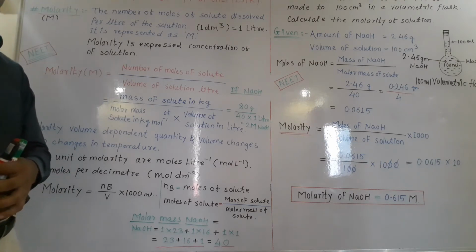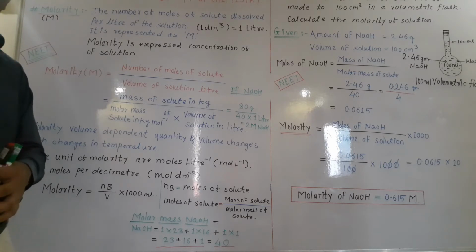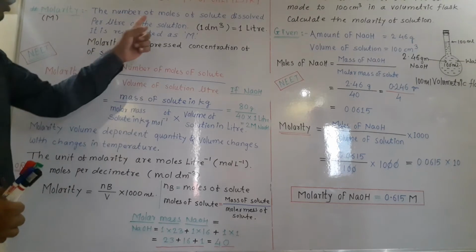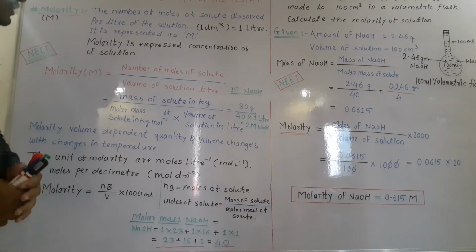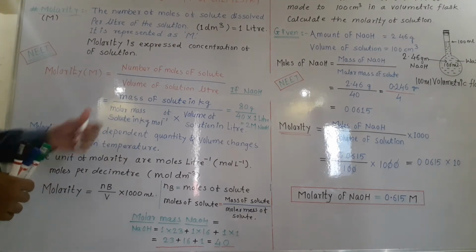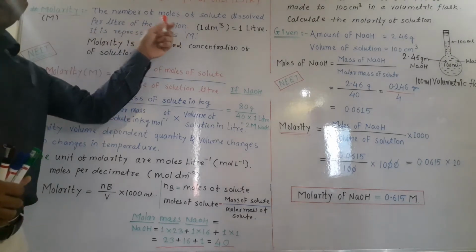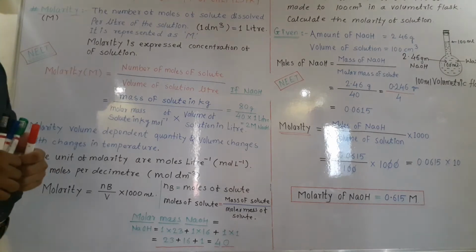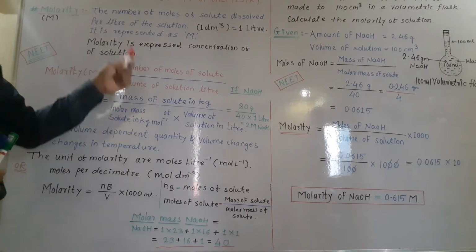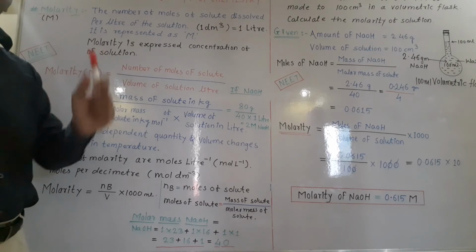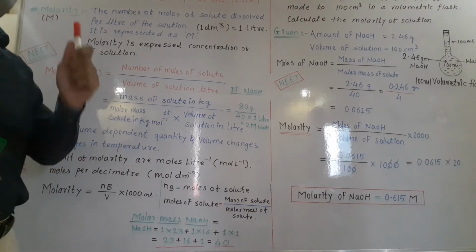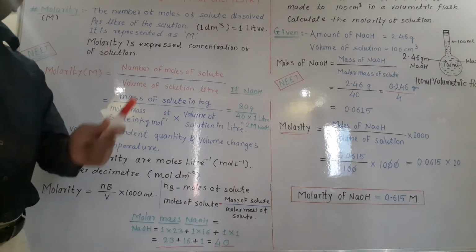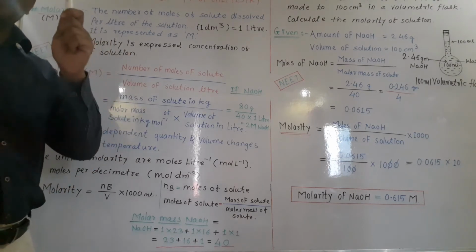And when 1 mole of solute is dissolved per liter of the solution, 1 dm cube is equal to 1 liter, it is called the molarity of the solution. The term molarity is utilized to find out the concentration of a given solution.